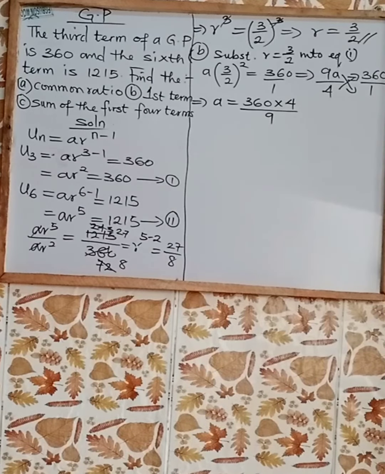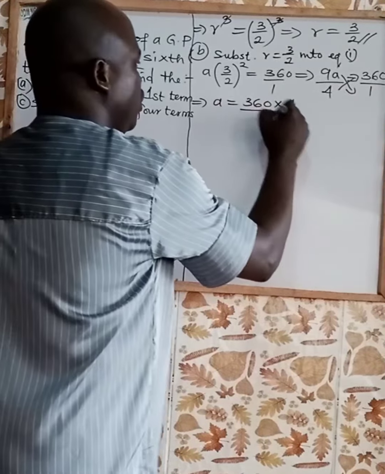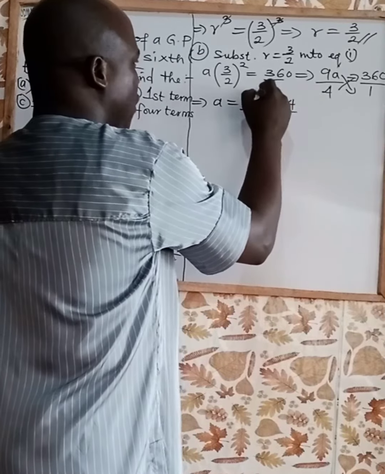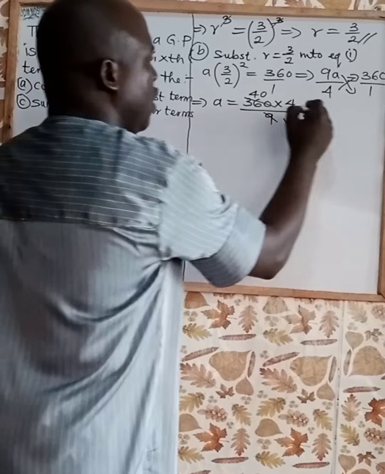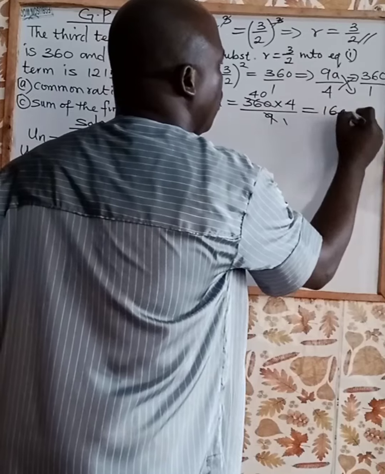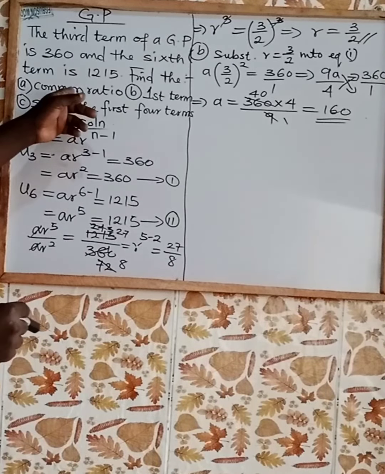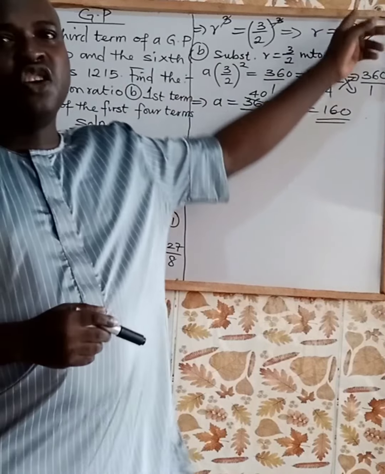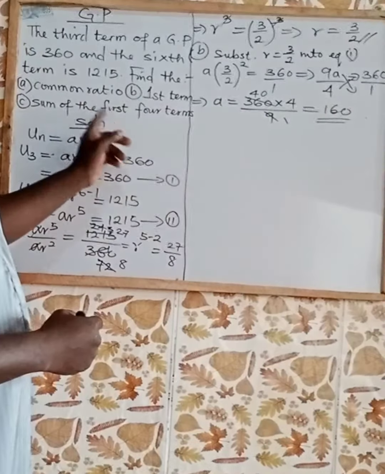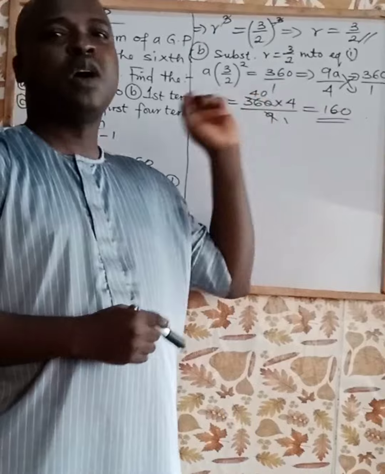If you do that, you are going to have A equal to 360 times 4 over 9. Check it out, 9 can go into 360, so 9 here is 1, and 9 times 4 is 36, so 360 becomes 40. Then 40 times 4 is 160. So your A will now be equal to 160. That means the common ratio, R, is 3 over 2 and the first term, A, is 160.